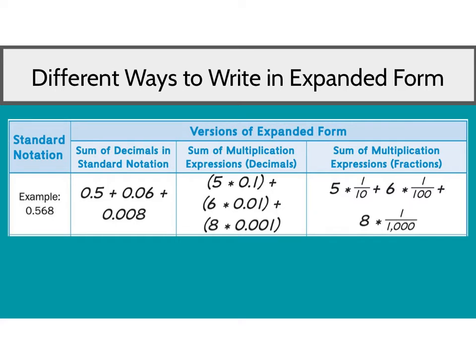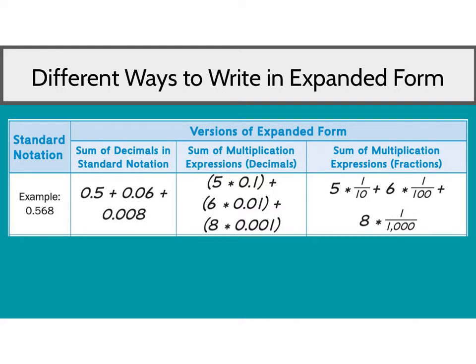The first one is the sum of decimals in standard notation, which is what I just showed you a couple of minutes ago. So if we take this decimal apart, we have 0 and 5/10 because it's in the tenths place, plus 0 and 6/100ths because our 6 is in the hundredths place. And then we're going to add the 8 thousandths to that. So this is the first way. The second way is the sum of multiplication expressions.